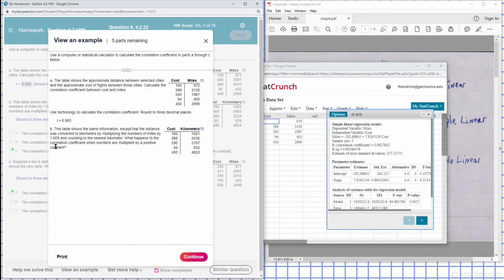And part B shows the same information except the distance was converted to kilometers, multiplying the number of miles by 1.609 and rounding to the nearest kilometer. What happens to the correlation coefficient? Let's find out. So see, right now the correlation coefficient is 0.908. So let's run the same thing again.